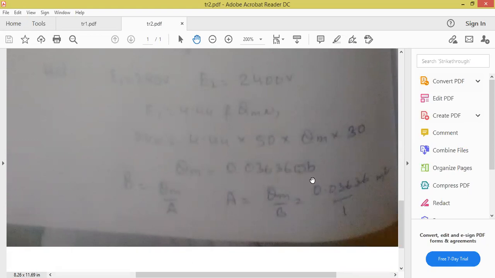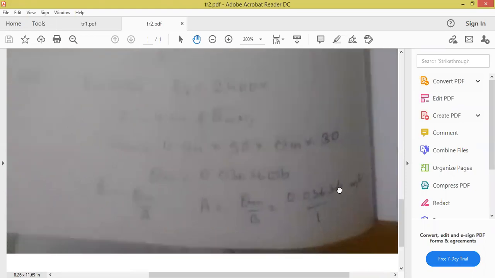But what I have to calculate is the area. So what is the magnetic flux density given in the problem? Magnetic flux density B is equal to phi m by A. This is the basic formula. So area is equal to phi m by B. Substituting here, we get 0.03636 meter square. Is it clear, all of you?